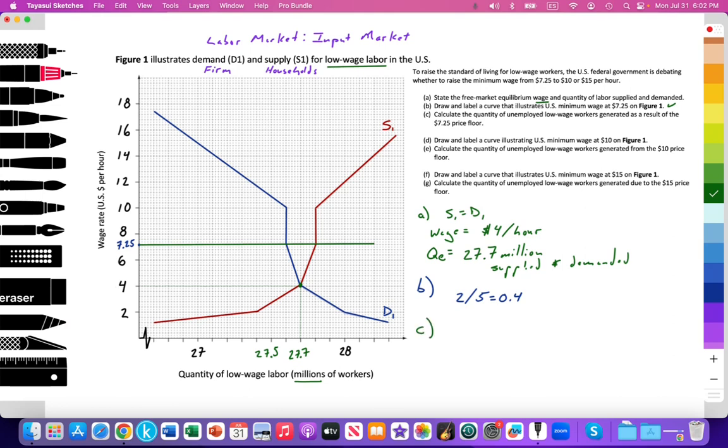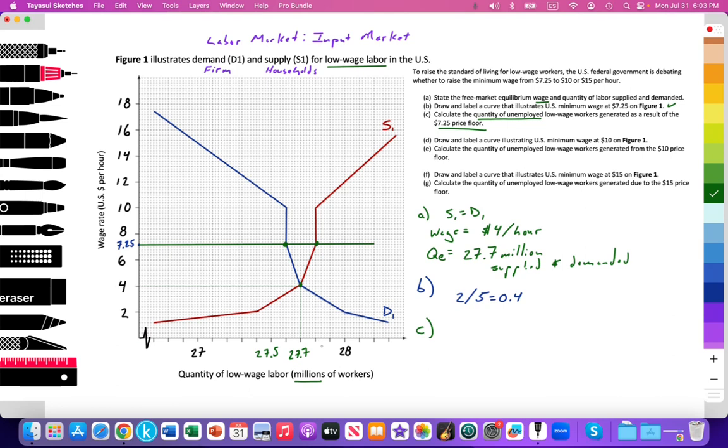Here it says, calculate the quantity of unemployed low-wage workers generated as a result of a $7.25 price floor. So pause the video and think about what your answer would be for that question. Pause the video now. Okay, let's go ahead and answer this. Calculate the quantity of unemployed low-wage workers generated as a result of that price floor set at $7.25. So here we've already drawn that $7.25 price floor. And here we see that there's an increase in the quantity supplied, but there's a decrease in the quantity of demand. So I'm going to go ahead and label or draw.